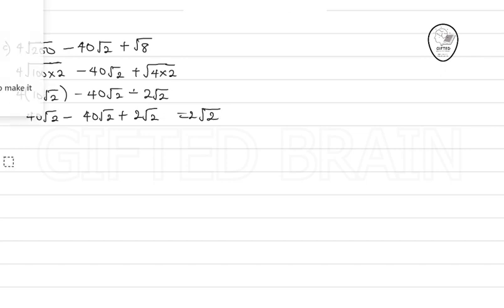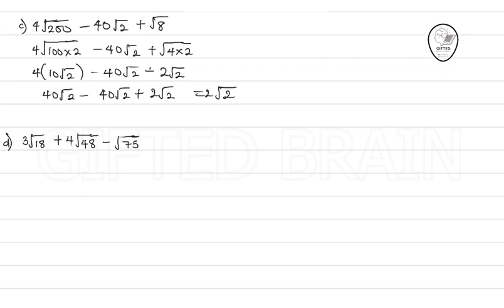So let's take the last one now. Now for the D, 3 root 18. Well, this can be expressed as 2 times 9. And since 9 is a perfect square, that is acceptable. So I'll write it as 9 times 2. Plus 4 root 48. That can be expressed as 2 times 24.